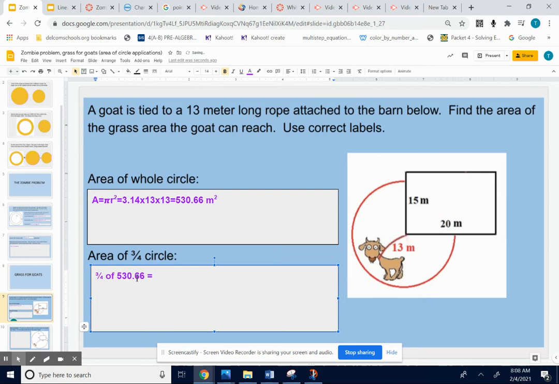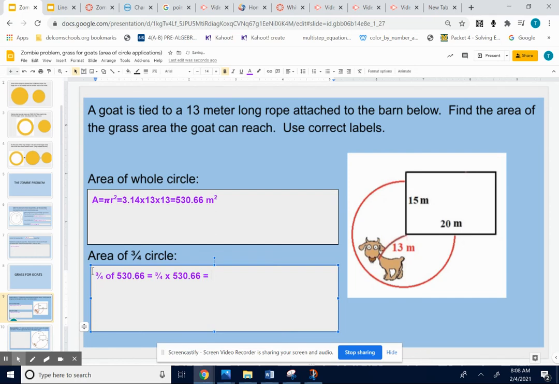Again, this is the way I'm thinking of it. Whenever you have a fraction of a number, like 3/4 of the area of 530.66, think of it as multiply. I'm thinking of this as 3/4 times 530.66. I have a calculator with me, and I want to take it a step further and change 3/4 to a decimal. I think that'd just be easier if I have a calculator anyway.